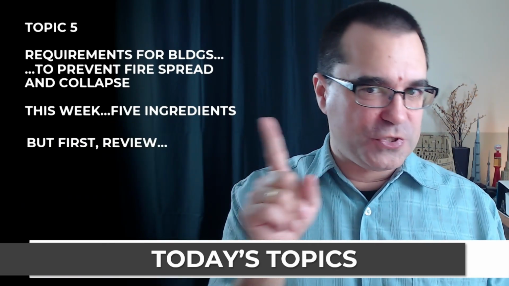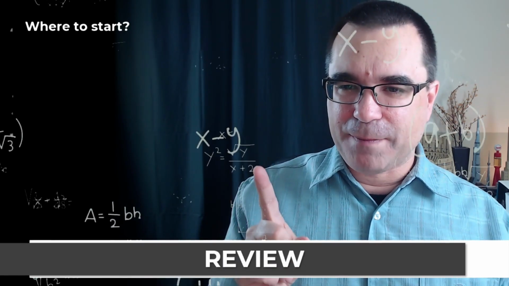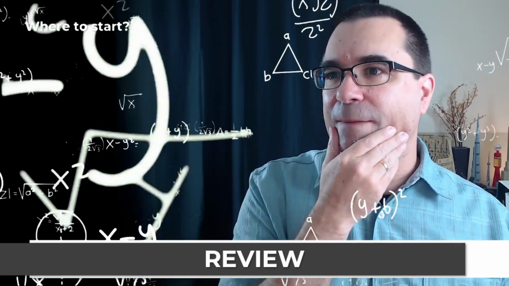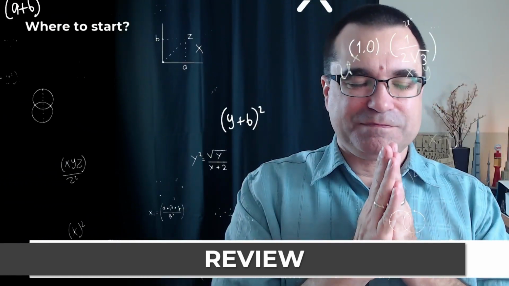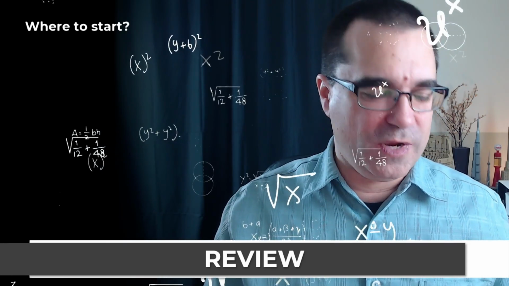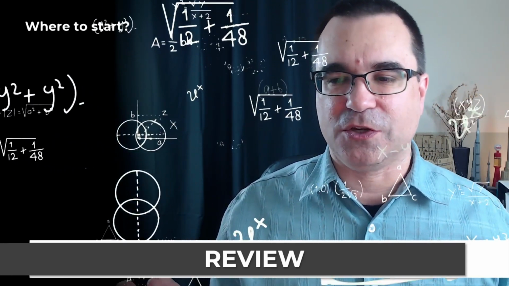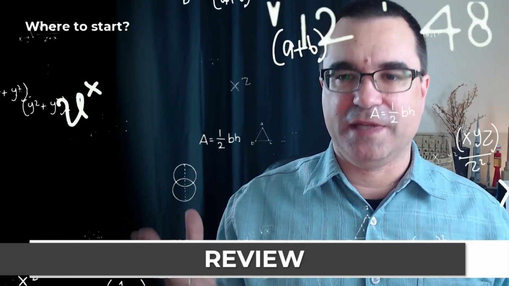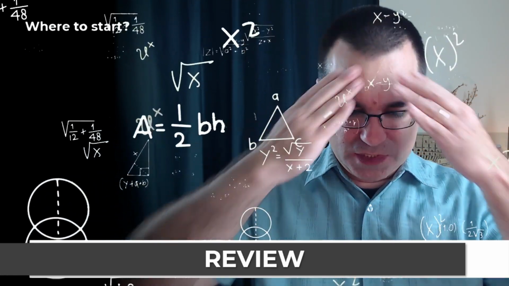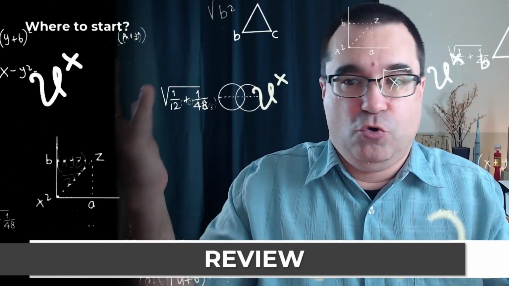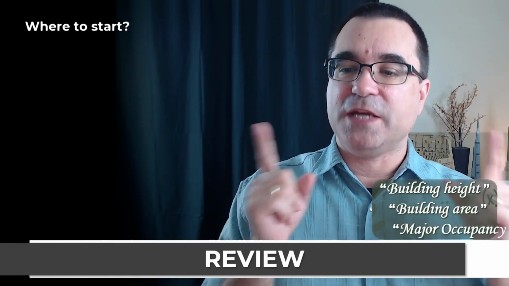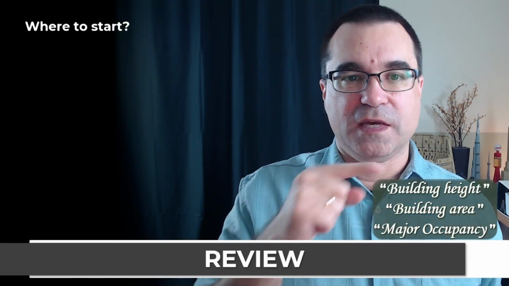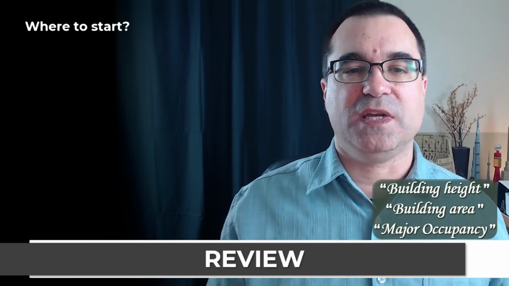But before we proceed, I think we need to do a little bit of review. Do you remember the topic number 3? Where to start? That was the topic where we realized that the Ontario Building Code, both volumes of the compendium with over 3,000 pages, well, nobody knows where to start if they're new at the Ontario Building Code, and I showed you a way to do that by using these 3 ingredients.